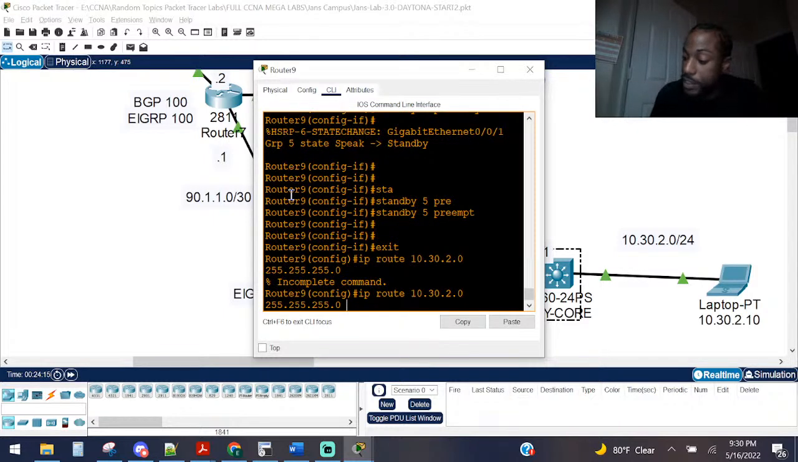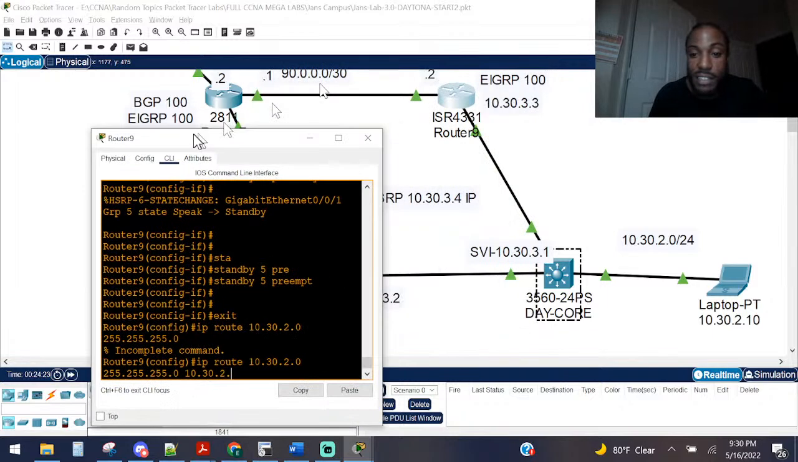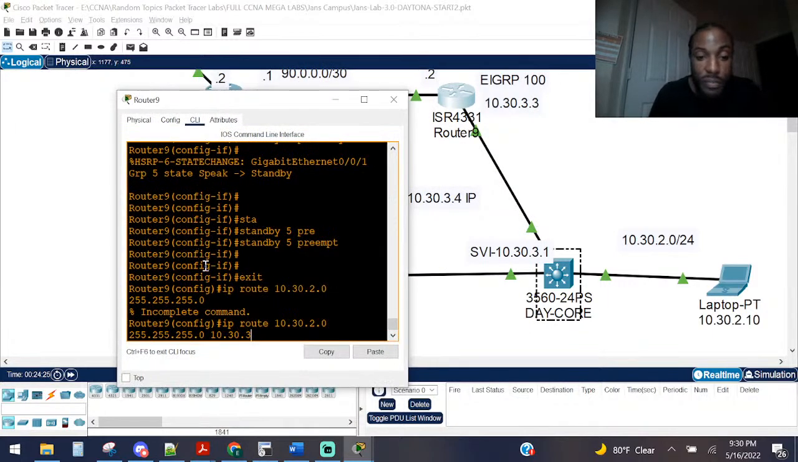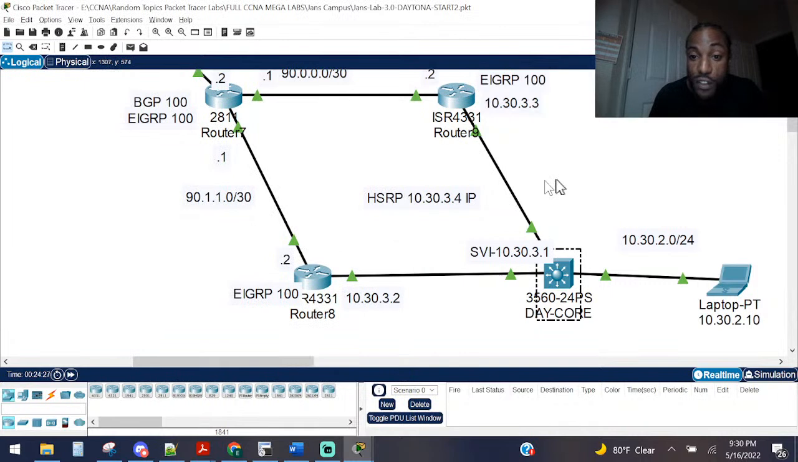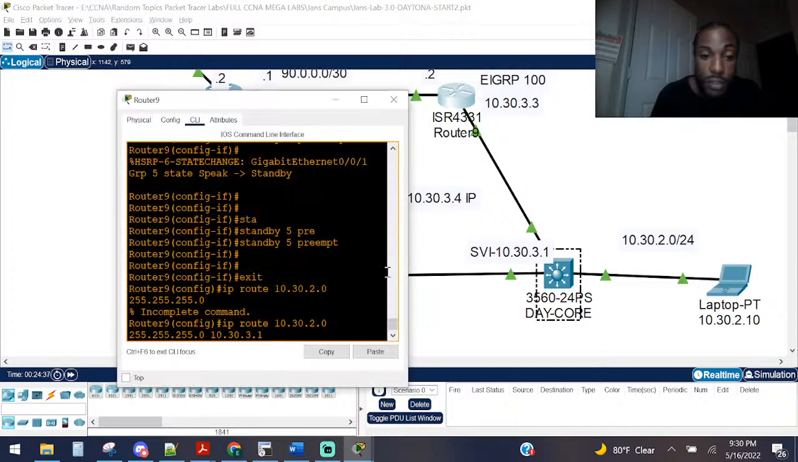Come on, man. You know you got to put the next hop. 10.30. 2. My bad. The next hop is actually 10.33.1. Right? Remember the SVI that is facing over here. They're facing that way, not the SVI that's facing this way. That is the laptop's gateway. They don't know how to reach that. That's not their next hop. That's why we got to do that one.